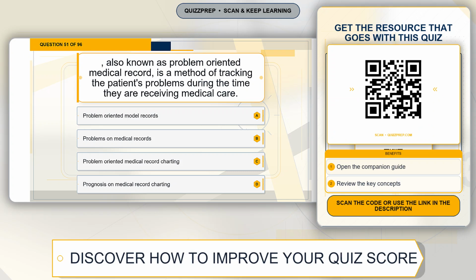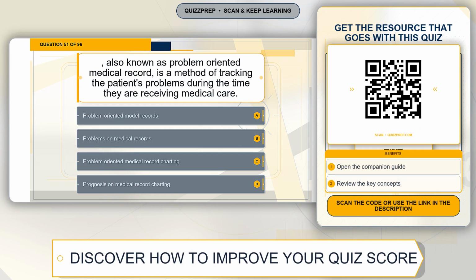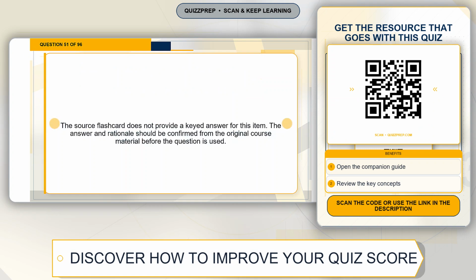Question 51. Also known as problem-oriented medical record, is a method of tracking the patient's problems during the time they are receiving medical care. Option A, problem-oriented model records; option B, problems on medical records; option C, problem-oriented medical record charting; option D, prognosis on medical record charting. The correct answer is not shown. Explanation. The source flashcard does not provide a keyed answer for this item. The answer and rationale should be confirmed from the original course material before the question is used.